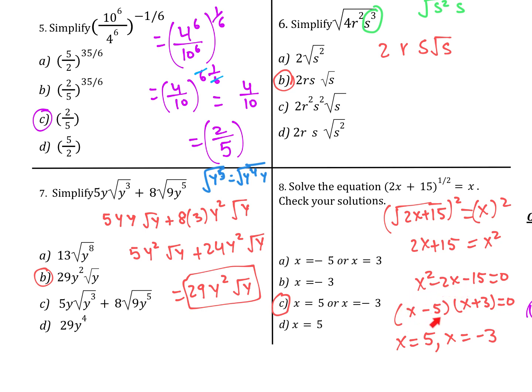Factor this. When we multiply the two numbers, we should get negative 15. When we add these two numbers, we should get negative 2. The factors are x minus 5 and x plus 3 equal to 0. Put them equal to 0 one by one. Plus 5, you get x equals 5. Minus 3, so you get x equals negative 3, which is choice C.